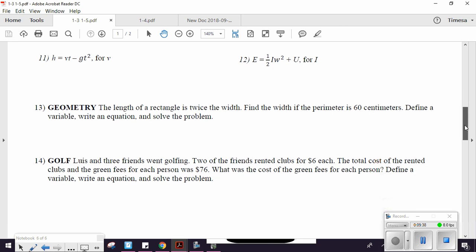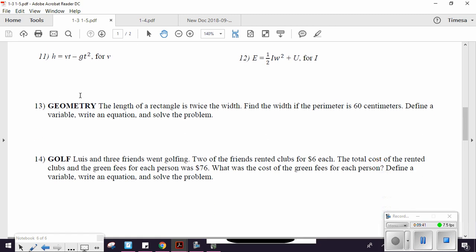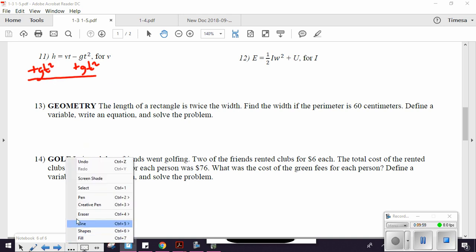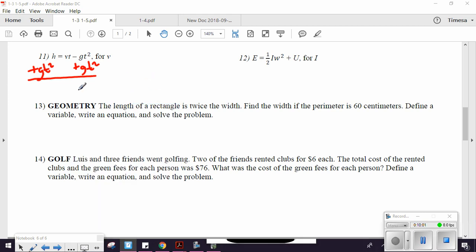On number 11, it wants us to get v by itself. So the first thing I would do in this case is add gt squared to both sides. Again, what you do to one side, you must do to the other. So on the left hand side, it would now say h plus g t squared. It helps if you curl your t's so that they don't look like plus signs and confuse you. And now it's equal to vt.